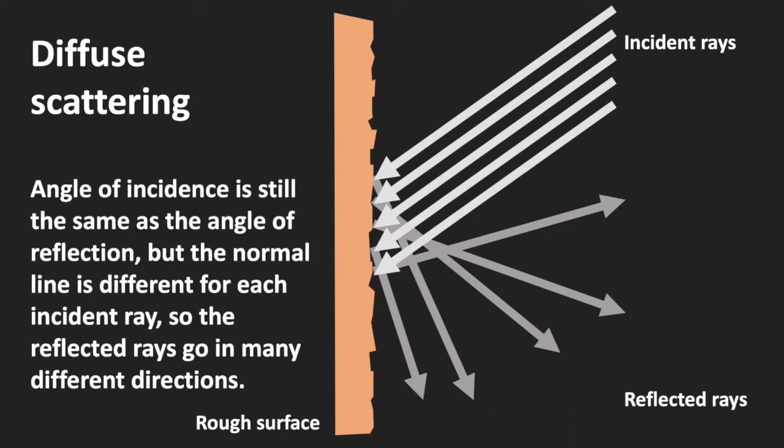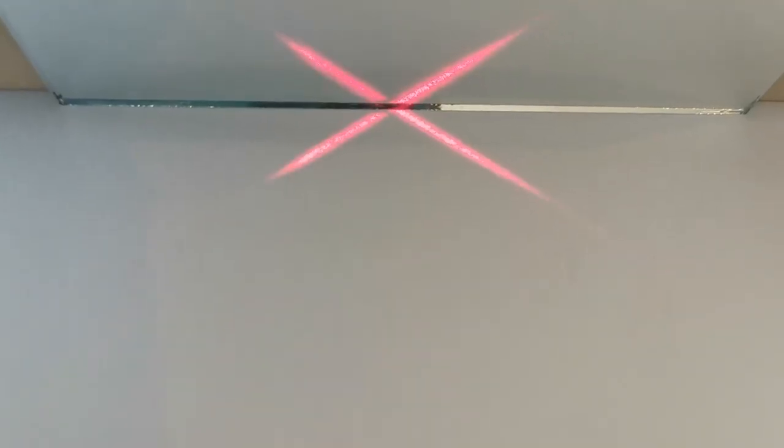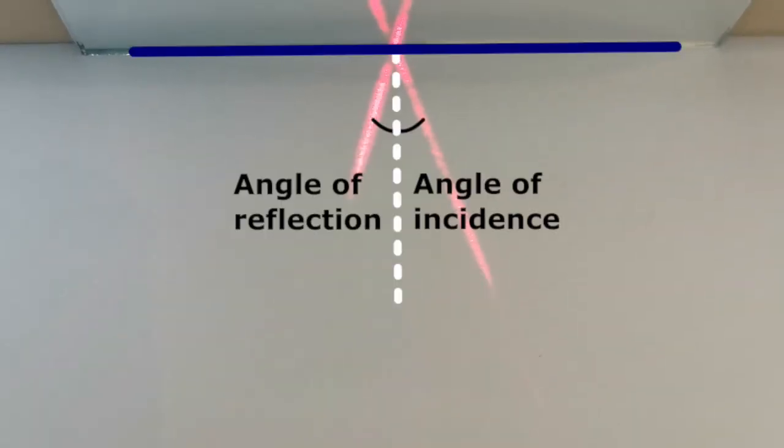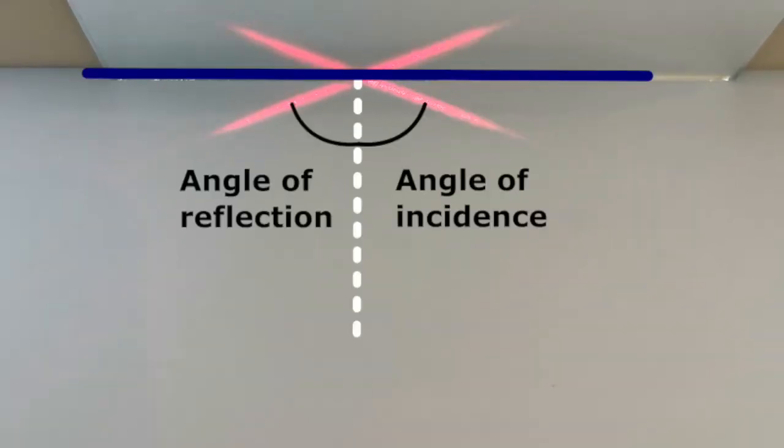The angle of incidence is still the same as the angle of reflection for each individual light ray, but the normal line is different for each of these rays, so the rays are reflected in many different directions. This is ultimately why you don't see a reflection of yourself in rough surfaces. You can observe that the angle of incidence is the same as the angle of reflection here. When I shine a light at a mirror from different angles, the angle of incidence is always the same as the angle of reflection.